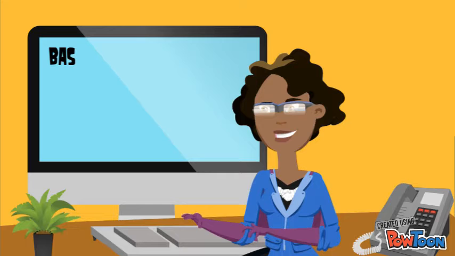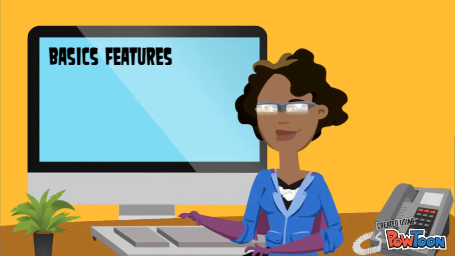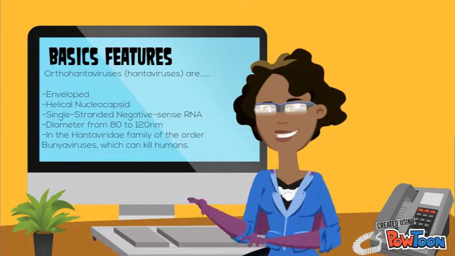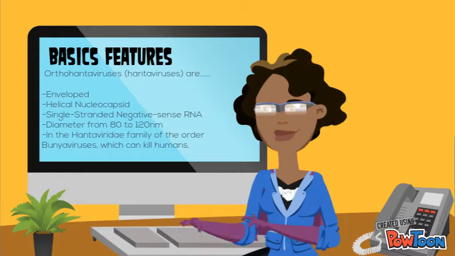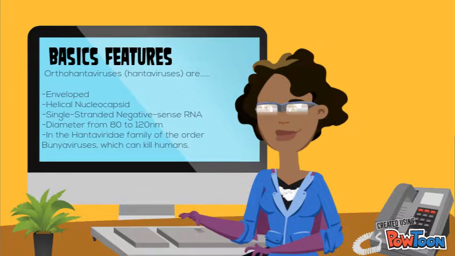First, we will begin with the basic features of the hantavirus. The hantavirus belongs to the Bunya family. It is enveloped and has a helical nucleocapsid structure. It is a single-stranded negative sense RNA virus with a diameter from 80 to 120 nanometers.